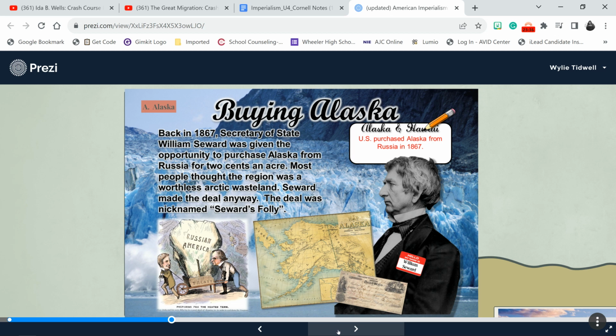All right. So that's the main thing about Alaska. We good with Alaska? Yep. 2 cents an acre. That's how much we got Alaska for. It was seen as the Arctic wasteland, and people actually thought this was a bad idea until we found oil. It took some time, but when we found oil, it was like, ooh, good job, Seward. We good so far? All right. That's Alaska.